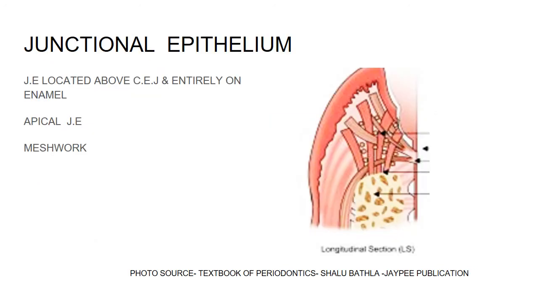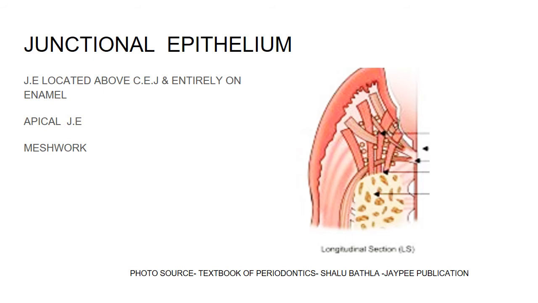Now, where exactly are these circumferential supracrestal fibers located? This is closely related to the junctional epithelium. The junctional epithelium histologically should ideally lie on the enamel. If this is the enamel of the tooth and this is the cementum, it should lie above the CEJ, that is the cemento-enamel junction, and it should lie completely on the enamel. That is the definition of an ideal or healthy junctional epithelium. It is apical to the base of the junctional epithelium that you find the circumferential supracrestal fibers.